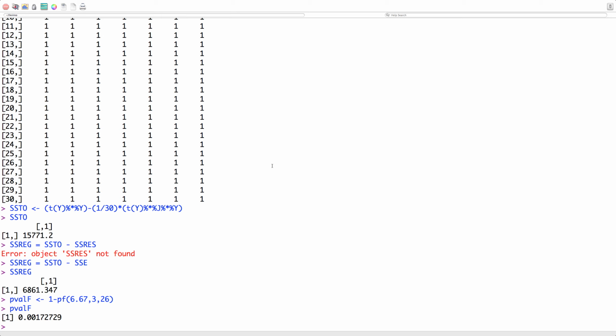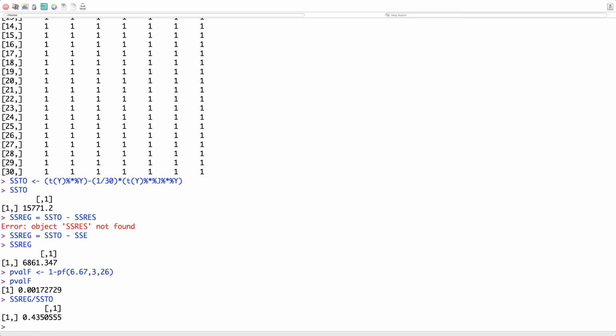So sum of squares for the regression divided by the sum of squares for the total is going to be 0.435. So this is going to be 43.5%.